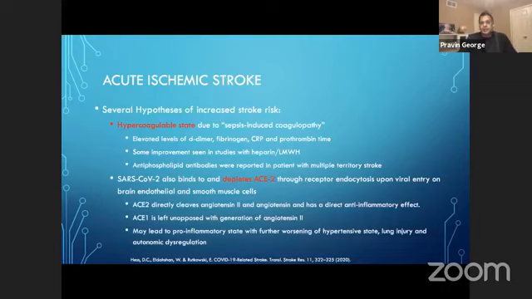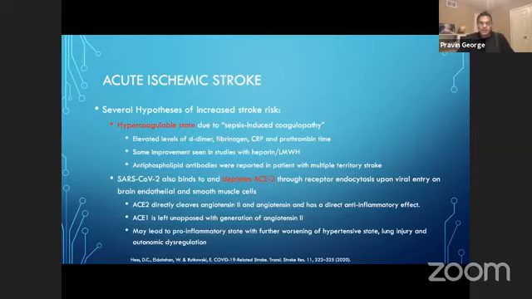Looking at it, several hypotheses arise for what's causing this increased stroke risk, and this goes back to some of the first coronaviruses causing this. Some patients have a hypercoagulable state due to sepsis-induced coagulopathy. You start to see elevated levels of D-dimer, fibrinogen, CRP, and prothrombin time. All of these are causing a hypercoagulable state in the body.